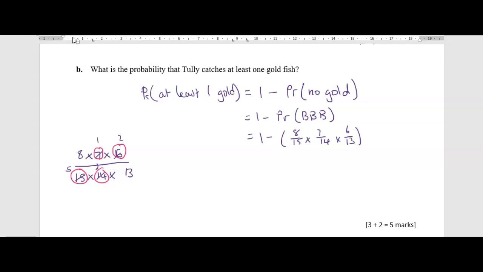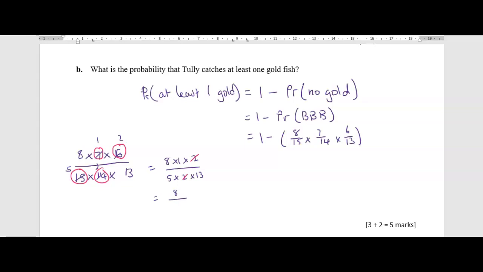And the 8 over the 13 we can't change. So now this is going to be 8 times 1 times 2 over 5 times 2 times 13. And now we can do some more cancelling. So those 2's can go. And now I've got 8 over 5 times 13.